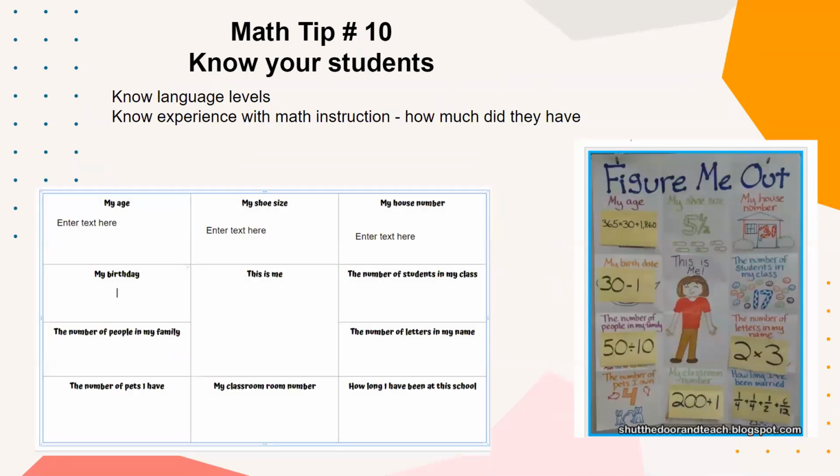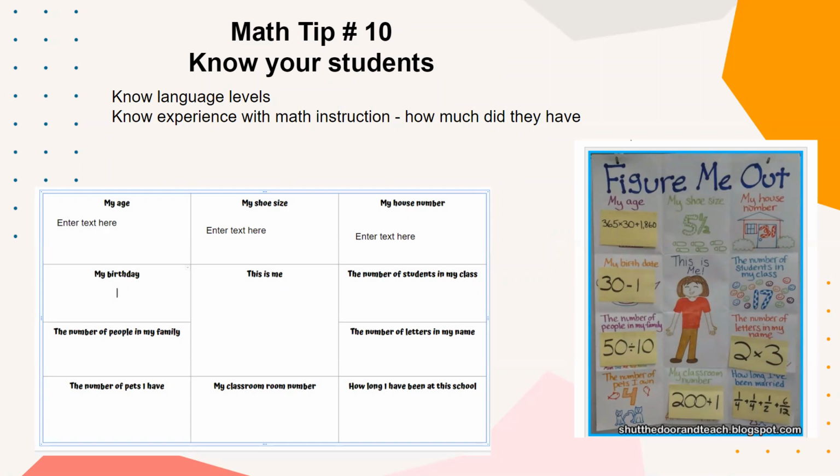And tip number 10, our last one for today, is to really know your students. Each student comes with a different language level and different experiences. Like Kathy said in the beginning, some countries learn things in a different sequence. They might have different symbols and different ways to attack the problem, and that's okay.